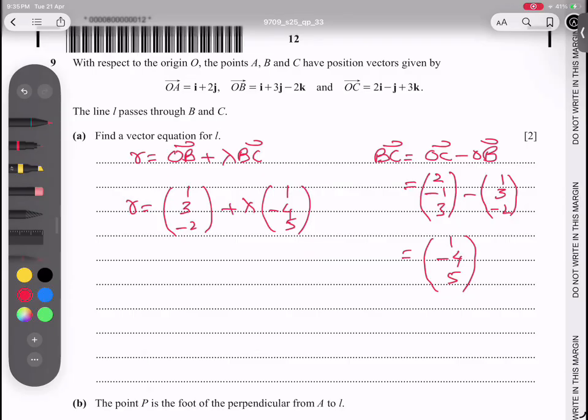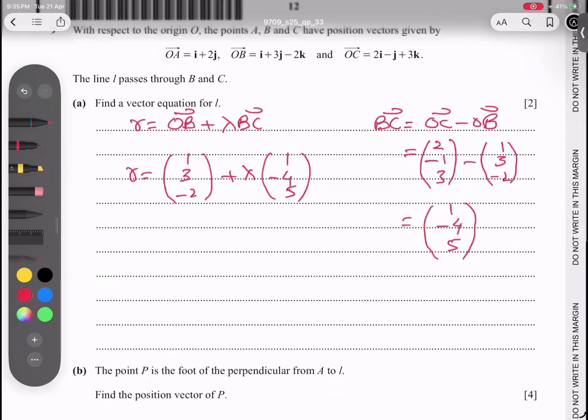Equation of line L, which passes through B and C. Now, students, next part. P is the foot of perpendicular from A to line L. So, for example, the A coordinates are 1, 1, 1, 2, and 0.